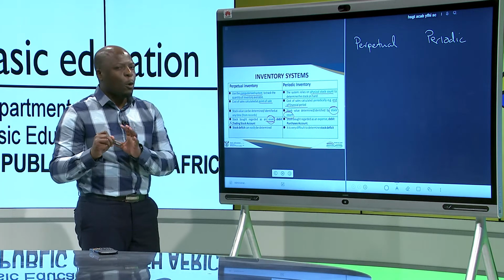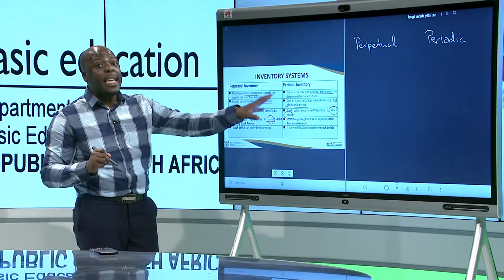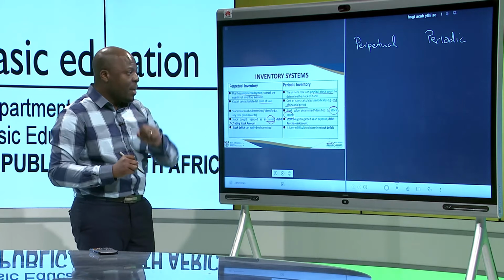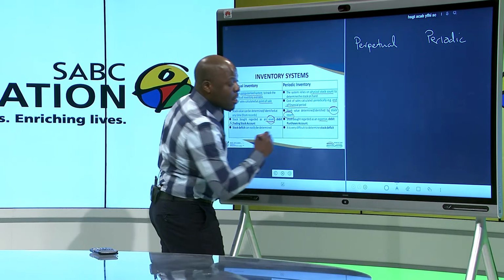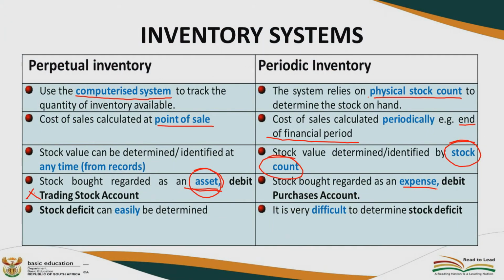This is completely different when you use the periodic inventory system. When you use the periodic inventory system, when you purchase stock, it is treated as an expense. Therefore, we need an expense account, so you're going to have what is known as the purchases account. So, I repeat again, boys and girls, when you use the periodic inventory system, you will record your purchases of stock in the purchases account. You debit it because using the periodic, the purchase of stock is treated as an expense.